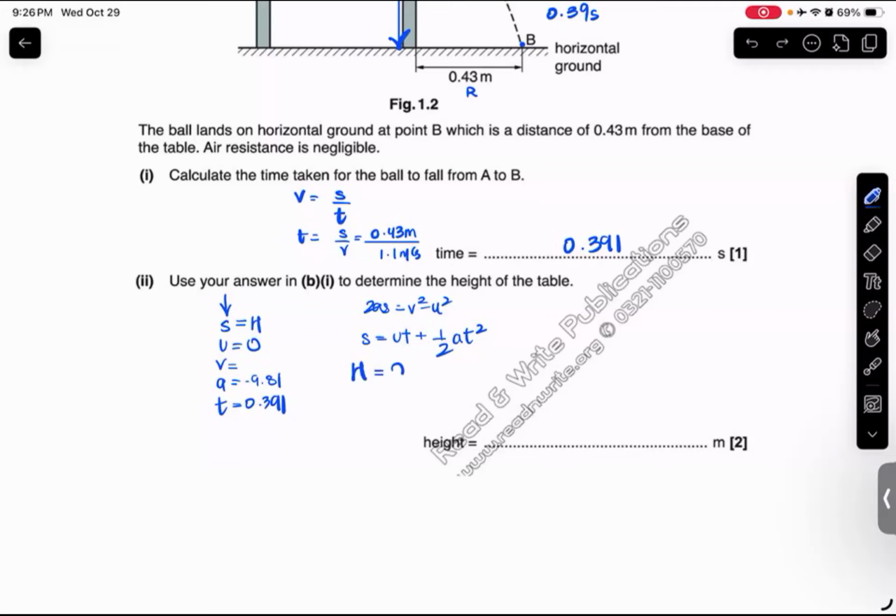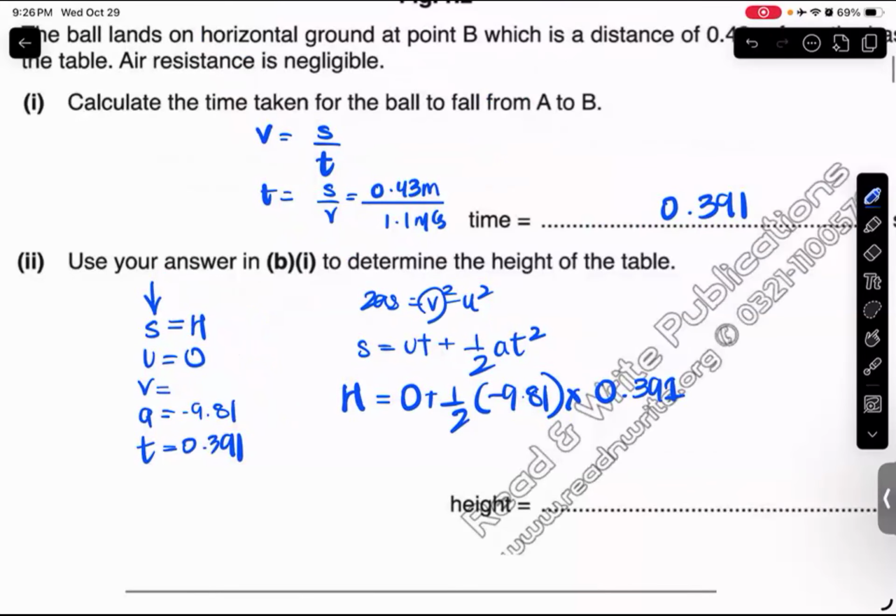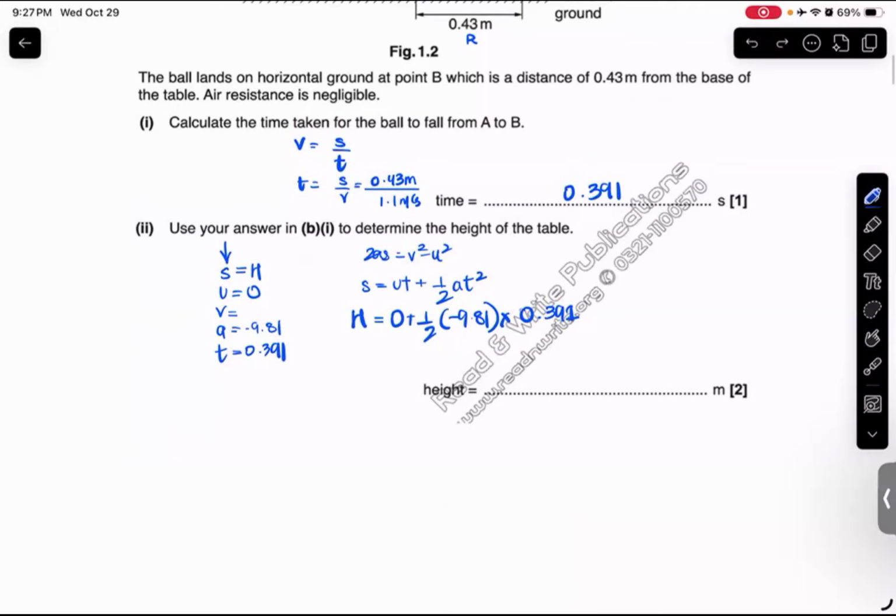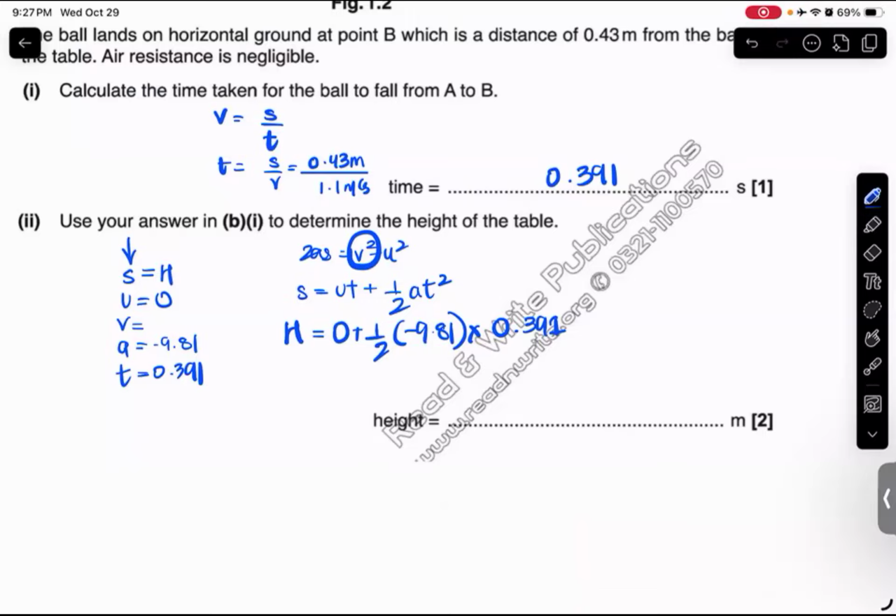So 0 plus 1 over 2 into minus 9.81. But then again, if you wanted, you could still also use the other one, right? Exactly, we could, but then for that we would have to find out v. Aren't they telling us to use the answer from B1? So we have to use that, exactly. But in order to calculate v, you will have to use this value, right?